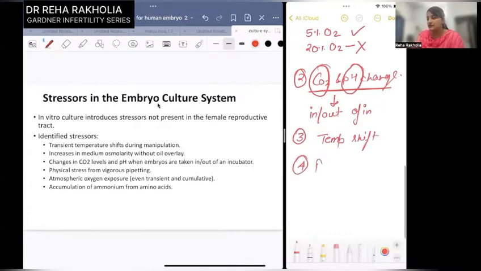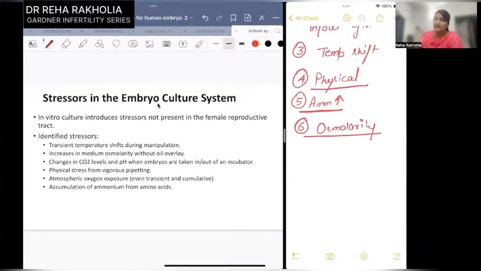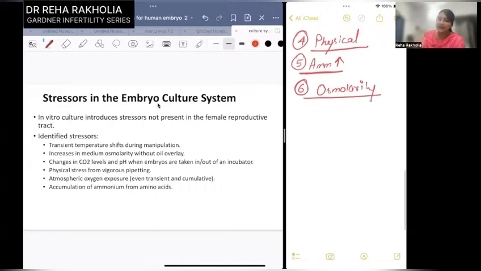Fourth is physical stress from vigorous pipetting. Fifth is accumulation of ammonia from amino acids. These are all stressors. Sixth is osmolarity. This will increase, as I have already told, if we don't use overlay media. Then we'll talk about holistic analysis in the IVF lab.